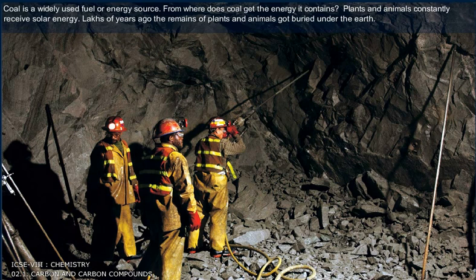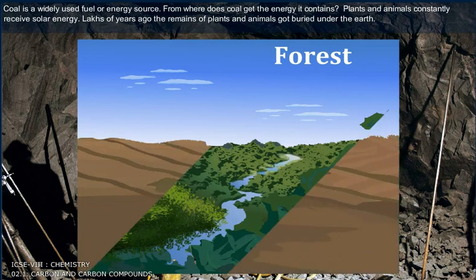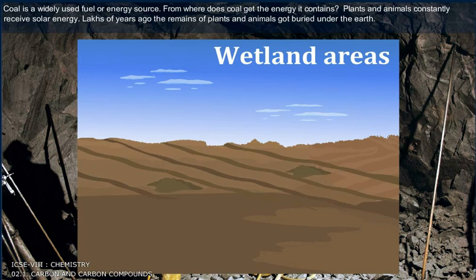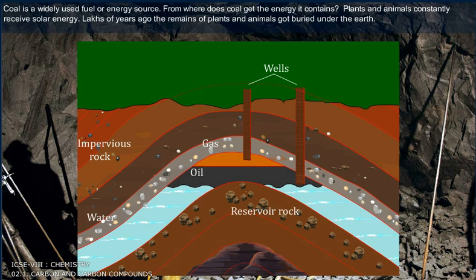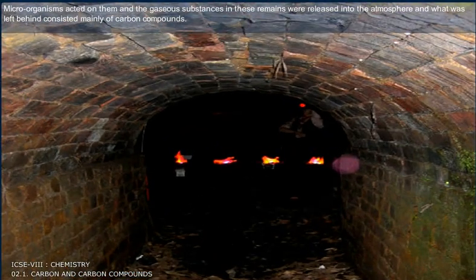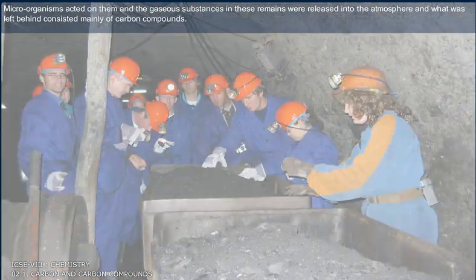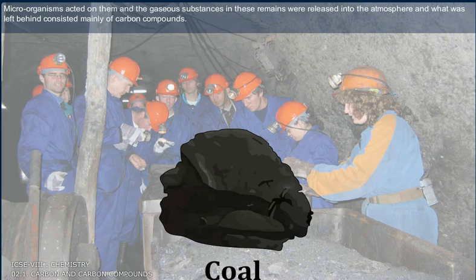Coal is a widely used fuel or energy source. From where does coal get the energy it contains? Plants and animals constantly receive solar energy. Lakhs of years ago, the remains of plants and animals got buried under the earth. Microorganisms acted on them, and the gaseous substances in these remains were released into the atmosphere. And what was left behind consisted mainly of carbon compounds.